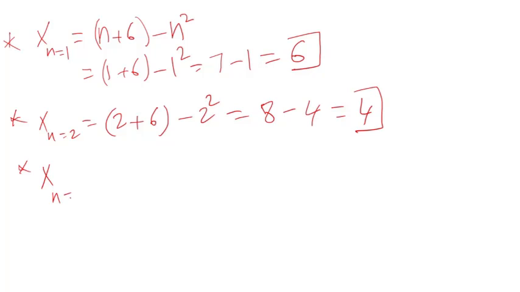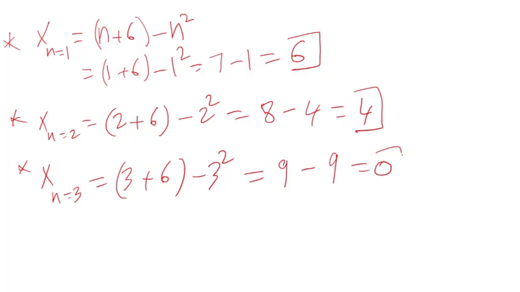So x of n equal to 3. So 3 plus 6 minus 3 squared. 3 plus 6 is 9. 3 squared is 9, so 0.